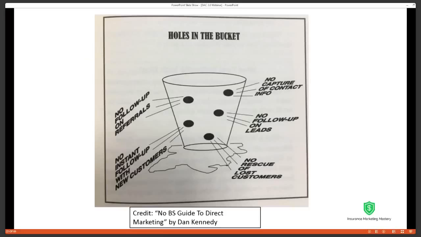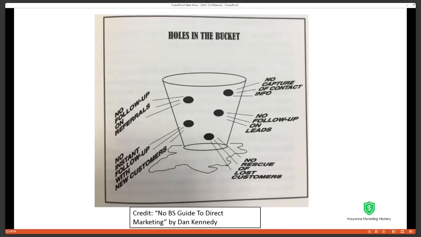This is a cool little photo. I'm going to leave this up here. I just like implementing this because this is so true for our industry. This is by Dan Kennedy, his No BS Guide to Direct Marketing. Here are holes in the bucket that digital marketing can actually help you with in a lot of ways. All right. Take a picture. I'm not going to leave this up long. Take a picture of this and just see where the holes in your agency are.